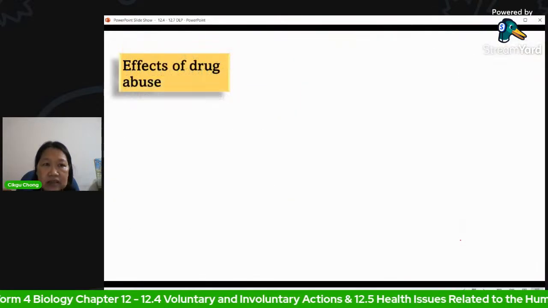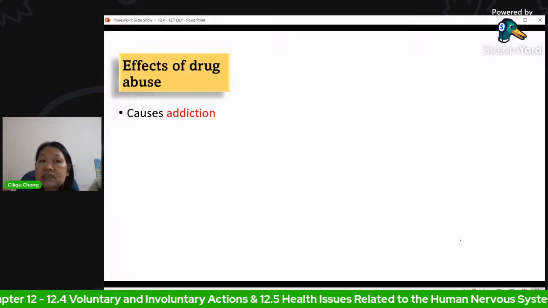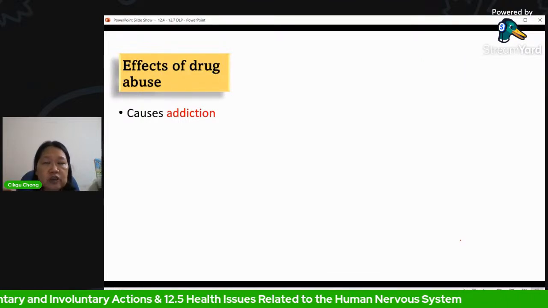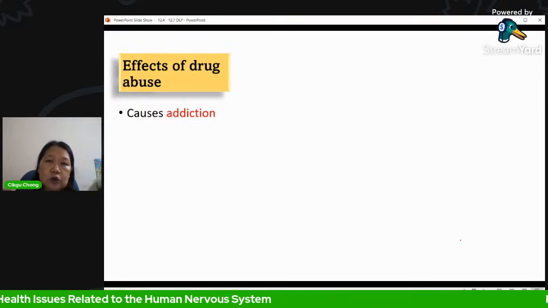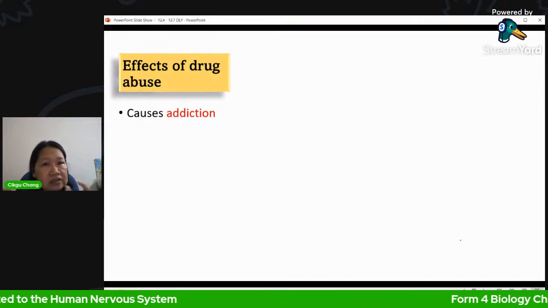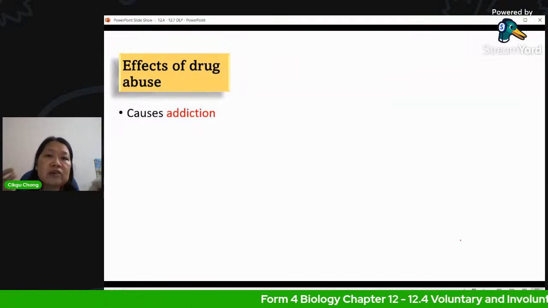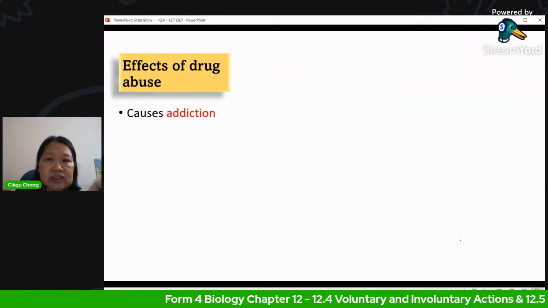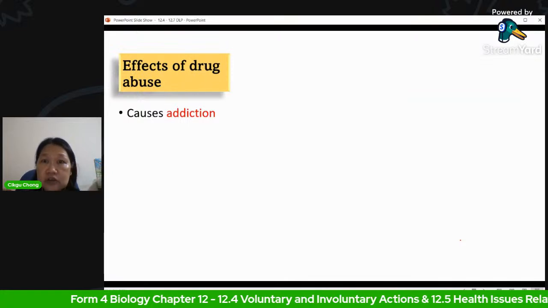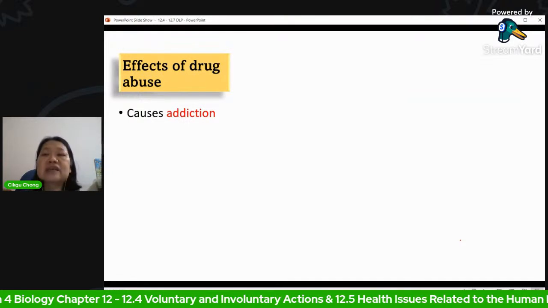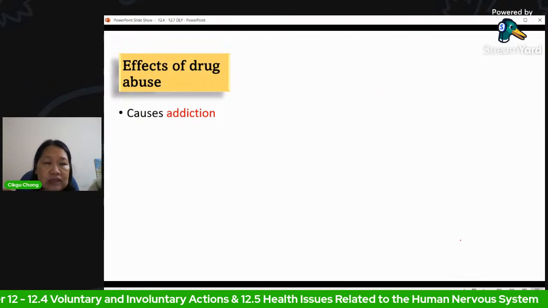Okay, let's look at the effects of drug abuse. It can cause addiction, of course, right? You take too much of it, your body builds up a certain resistance, a certain barrier. So after a while, you find taking the same dosage will not have the effect. You've got to take a higher dosage to feel the high. And then again, it carries on. Higher and higher dosage until you get an overdose. That's it. You die.